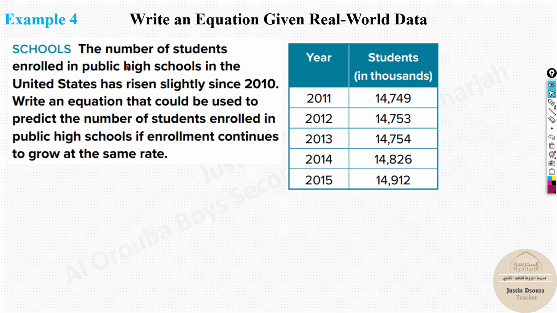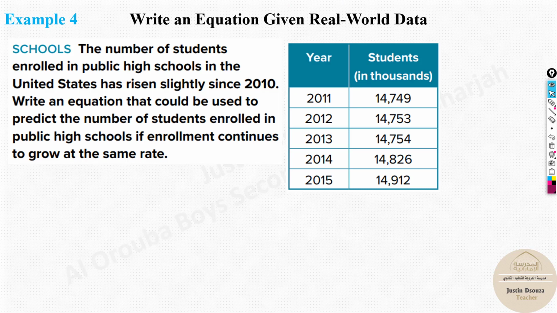The number of students enrolled in public high schools in the United States has risen significantly since 2010. Write an equation that could be used to predict the number of students enrolled in public high schools if enrollment continues to grow at the same rate. Now, here they have told since 2010. So now 2010 is the benchmark.